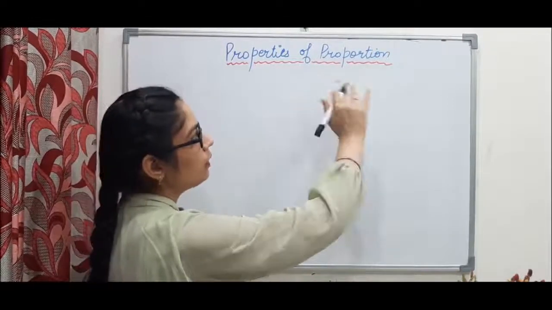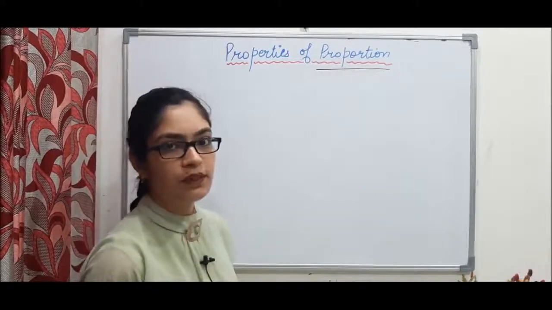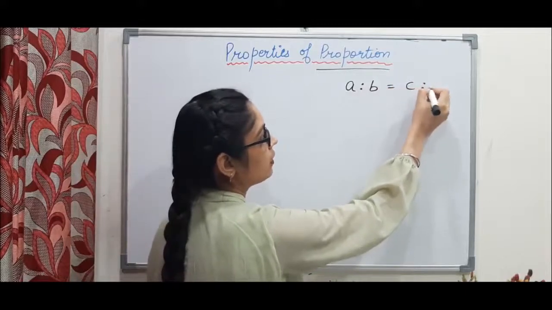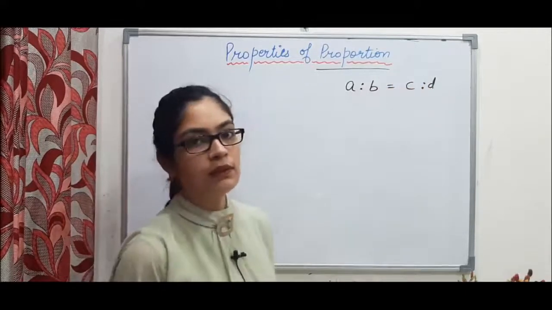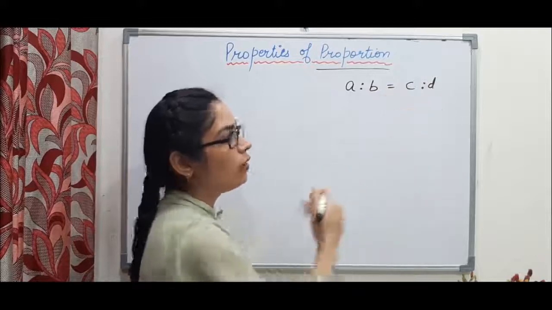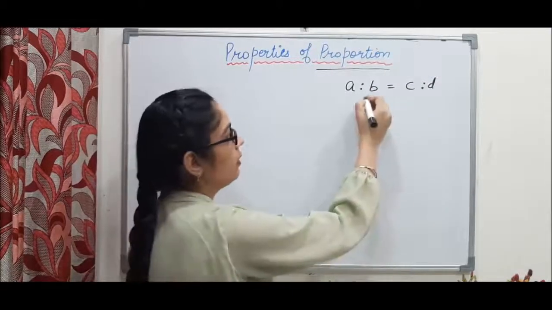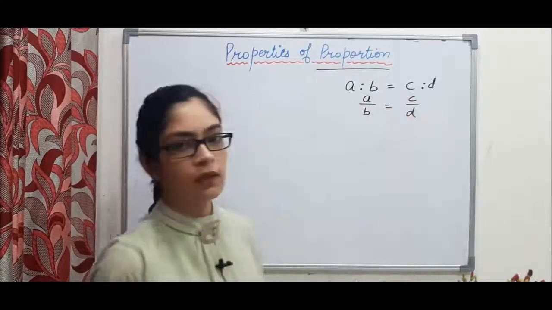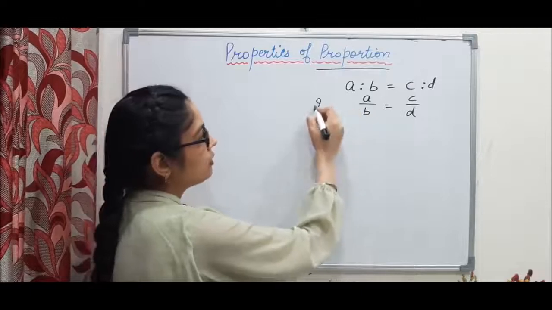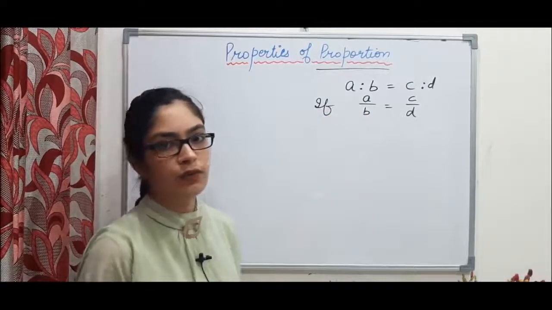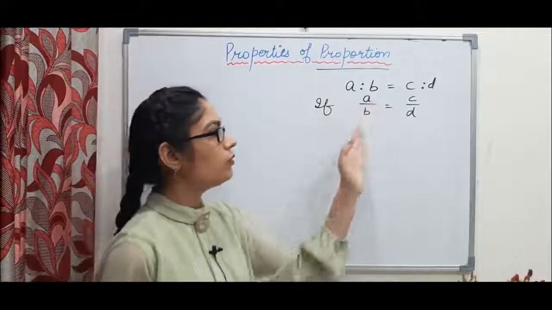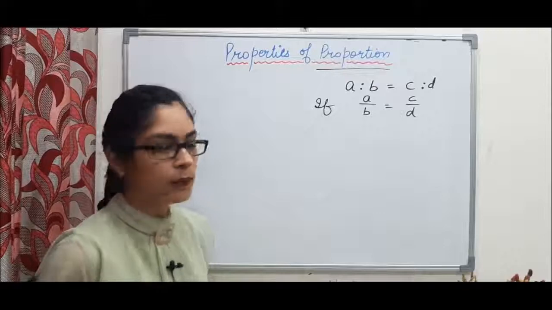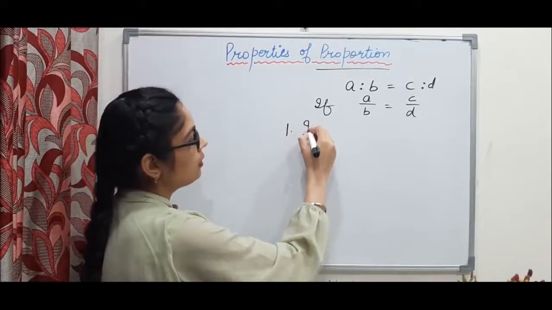So we know the meaning of proportion. Proportion means if A is to B is equal to C is to D, then these four numbers are proportional to each other, or in other words, I can say A by B is equal to C by D. Now if this is already given to us, if the ratio of the first two is equal to the ratio of the last two, then we can make use of the properties. So the first property is invertendo.